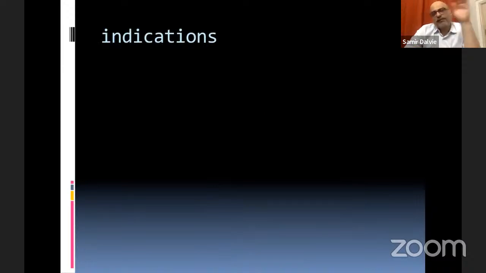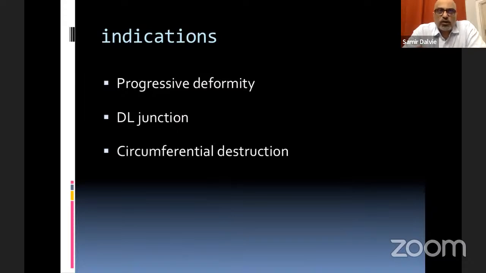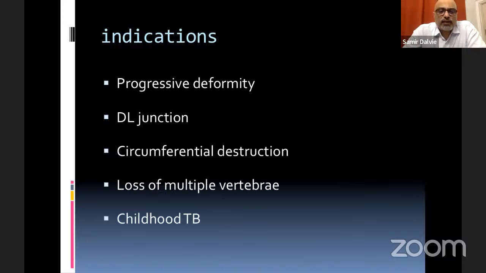What about deformity? Like I said, the first indication was neurological, the second indication was disease, and the third indication is deformity. If there is a progressive deformity, you are following up these patients, and then there will be an issue. If there is a dorsolumbar junction deformity, there is an issue, because dorsolumbar junction deformities are poorly tolerated. If you have a dorsolumbar kyphosis, these patients have lumbar lordosis for the rest of their life, which is very painful. Circumferential destruction or loss of multiple vertebrae, and childhood TB: these are the indications. These patients are at risk for getting deformity, and they need to be operated on with deformity as the indication.